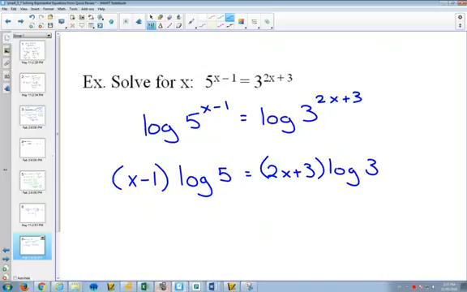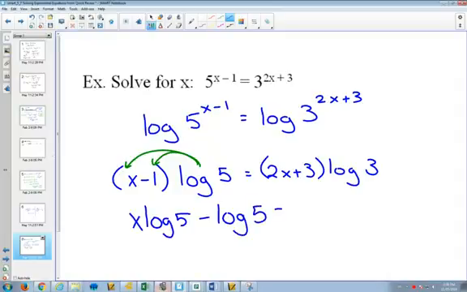Is log 5 a number? Right, it is. Notice log by itself isn't a number, but this whole thing, log 5, is a number. And because it's a number, it can be distributed. So what am I going to get on this side? I'm going to get x log 5 minus log 5. We should have chosen natural logs. Look how much time we would have saved already. On this other side, log 3 is a number, so it can get distributed. So we're going to get 2x log 3 plus 3 log 3.